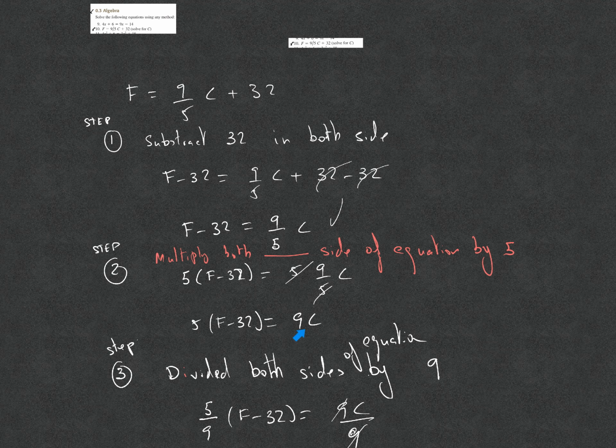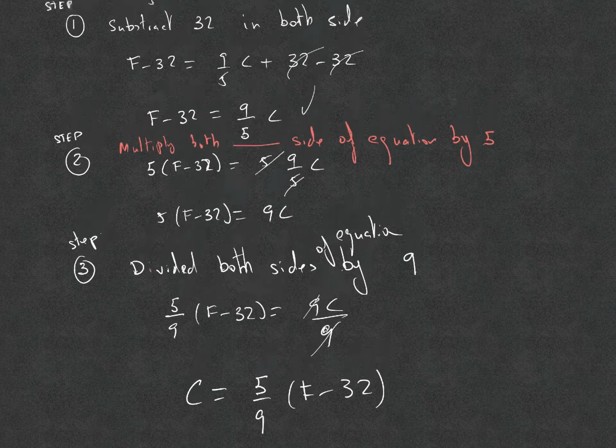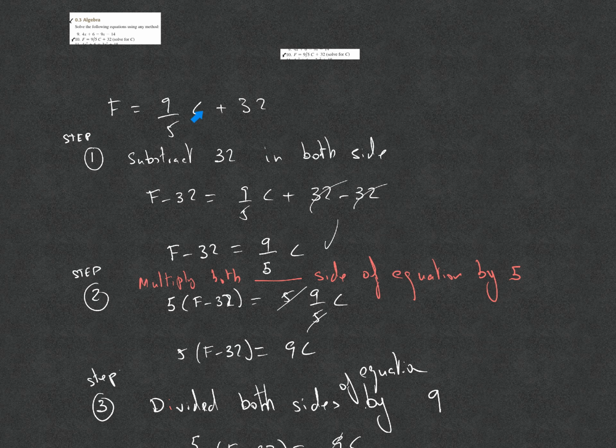And in step 3, I will do the same, divide by 9. If I divide by 9 on both sides of the equation, 9 divided by 9 is 1, I will have C, and I would have solved the problem. So if you see, we solved the problem, divide by 9, and C will be this equation. Now C is expressed in terms of F. You give me F, I will give you C. Here, the equation was, you give me C, I'll give you F. Now I have changed.